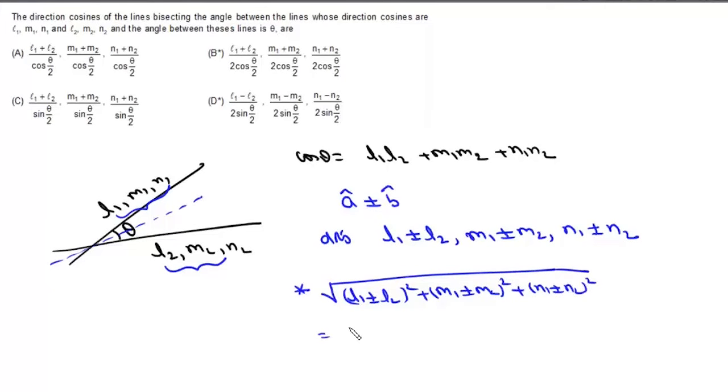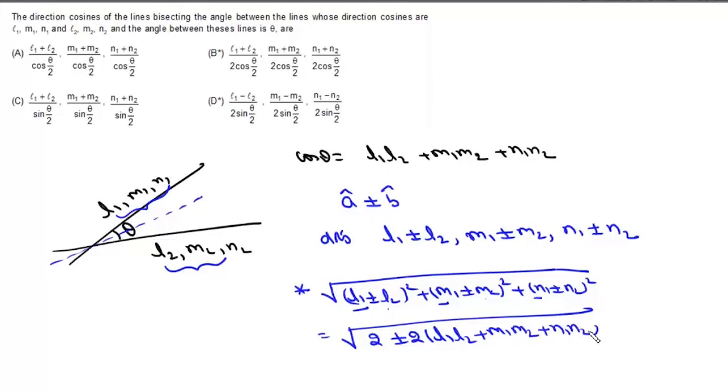So it will be under root of, now this is l1² + m1² + n1², which is 1, plus l2² + m2² + n2², which is also 1. So it will be 2, and then ± 2(l1 l2 + m1 m2 + n1 n2). And we know that this value is equal to cos θ. So we can write this as under root of 2(1 ± cos θ).